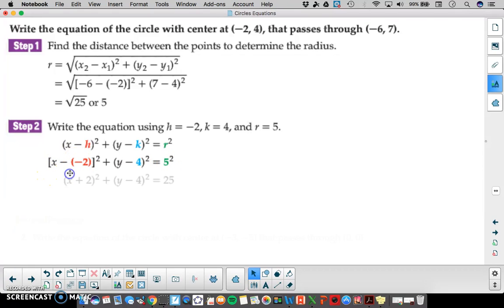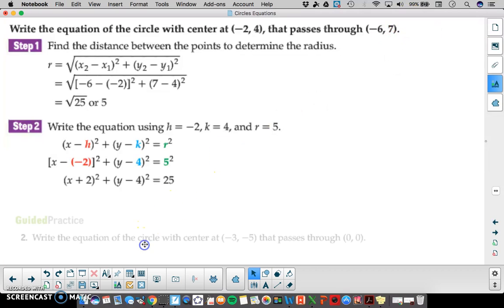Simplifying that first expression, we get x plus 2 squared plus y minus 4 stays y minus 4, and 5 squared is 25. So this is the equation of that circle with a center at negative 2, 4 that passes through negative 6, 7.